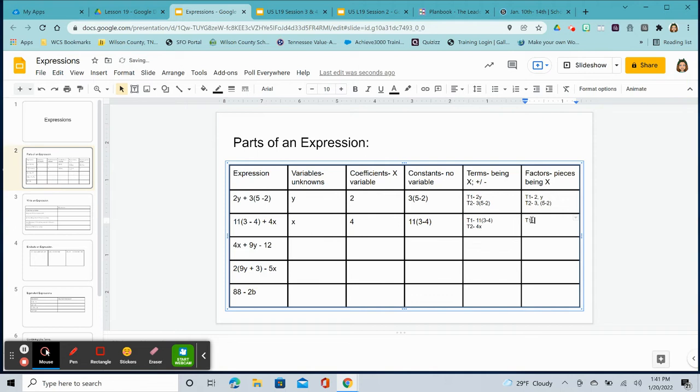And with our factors, we look at the pieces that are being multiplied and actually separate them out. So we have 11 being multiplied by 3 minus 4. Then in term 2, we have 4 being multiplied by x. So I want you guys to try, if you're working from home, the next 3 on a piece of paper on your own. And if you have questions, just let me know. And these are your notes. So they will go in your math folder for you to keep, for you to reference back to. So they are yours to complete.